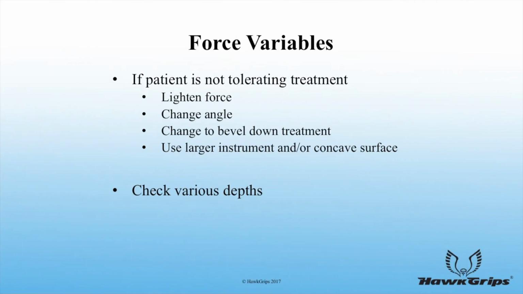The clinician needs to remember that treatment may be uncomfortable but should always be acceptable by the patient. There are times when a more aggressive force is needed, but should always be within the patient's tolerance. If a patient is not tolerating the force, the clinician can lighten that force, change the angle, change the bevel to be sloped downward, or change the instrument to either a larger instrument or one with a concave surface. The clinician also must remember to check various depths and not assume that deeper structures are mobile if the superficial tissue is moving well.